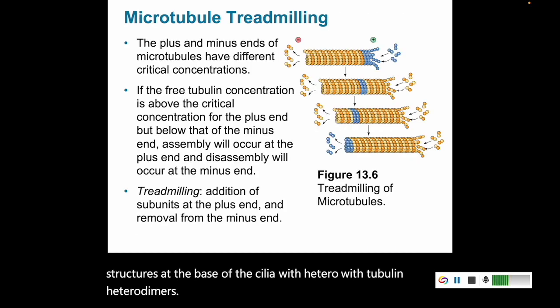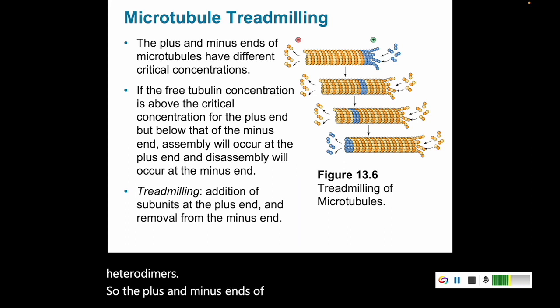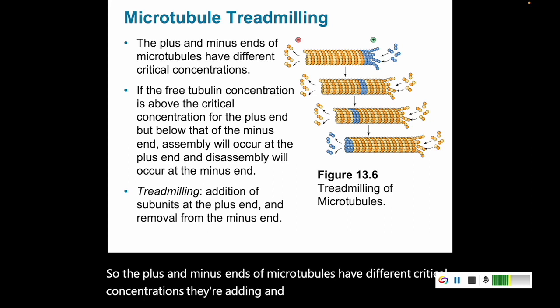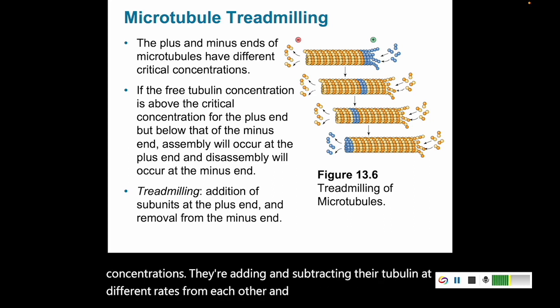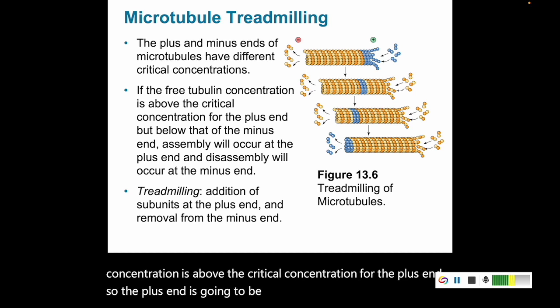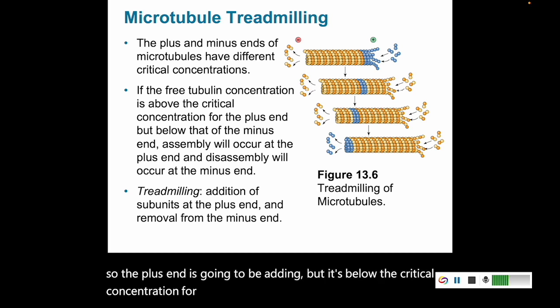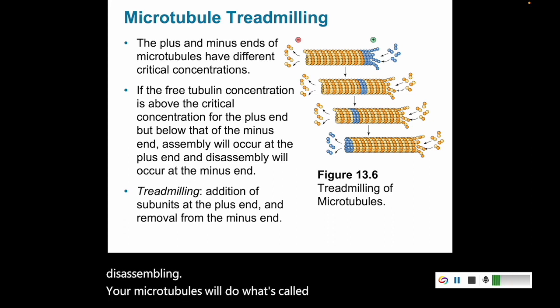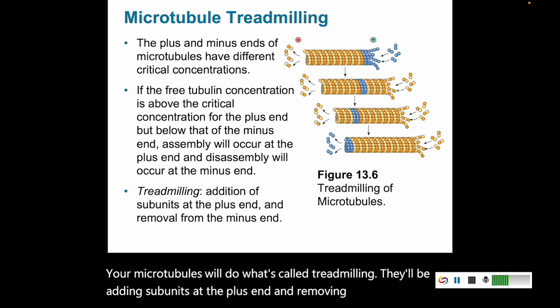So the plus and minus ends of microtubules have different critical concentrations. They're adding and subtracting their tubulin at different rates from each other. And if the free tubulin concentration is above the critical concentration for the plus end, so the plus end is going to be adding, but it's below the critical concentration for the minus end, the minus end is going to be disassembling. Your microtubules will do what's called treadmilling. They'll be adding subunits at the plus end and removing them from the minus end.